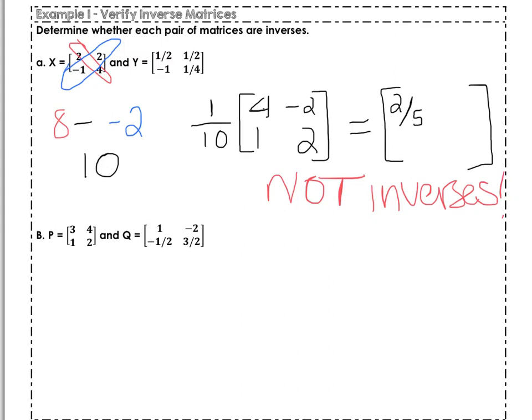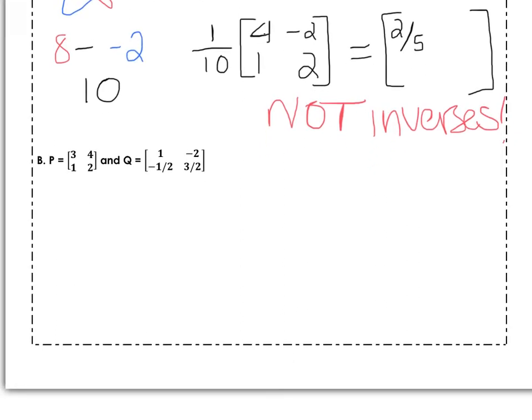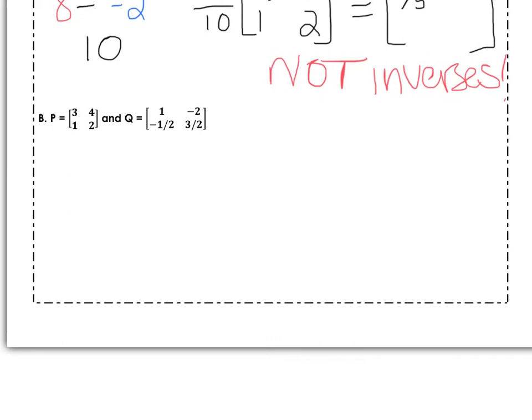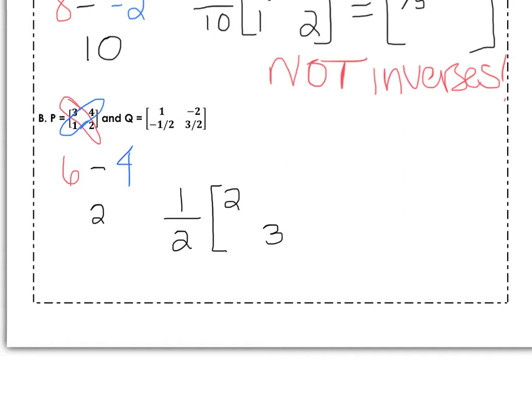So now, let's do the same for B. Given P and Q, I'm determining whether or not they're inverses of one another. So to determine the inverse for matrix P, downward diagonal, 6, minus the upward diagonal of 4. 6 minus 4 gets me 2. So I'm going to take 1/2, or divide everything by 2, when I do some switcheroos. Downward diagonal, change locations. Upward diagonal, switch their signs.